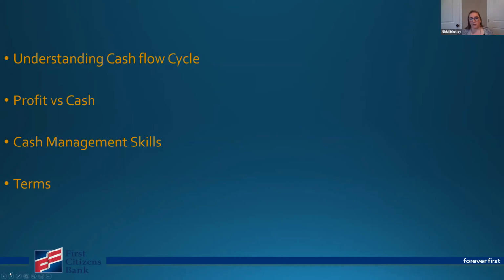When we look at profit versus cash, just because you may be generating a lot of revenue does not necessarily mean that you are being profitable. You may be selling your inventory, but there again, not receiving the cash for it. And then cash management skills: understanding the above mentioned issues, it's also important to manage the working capital, ensure that your receivables are collected in a timely manner, and that you're not spending more money on inventory than you're receiving.